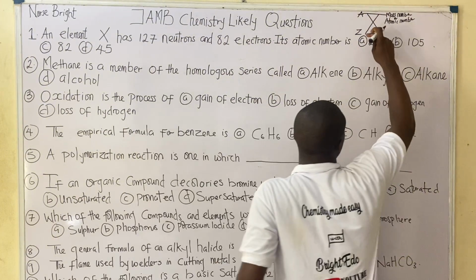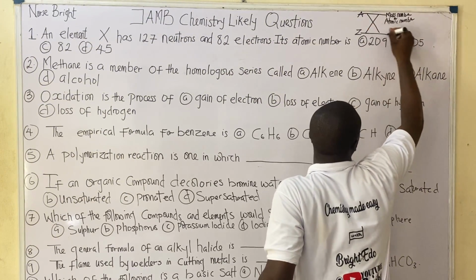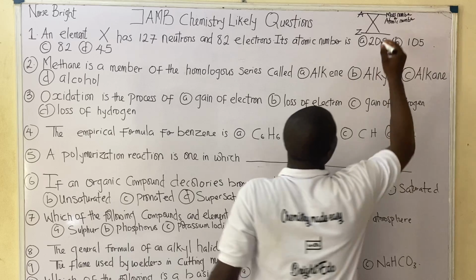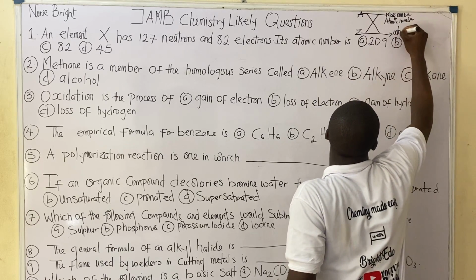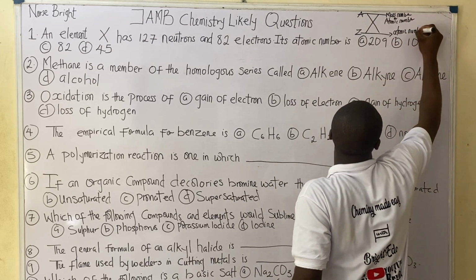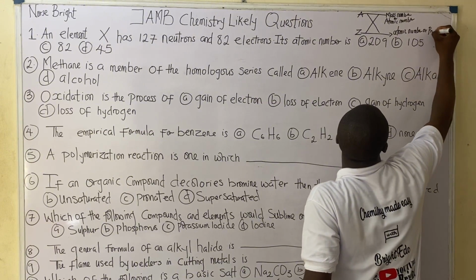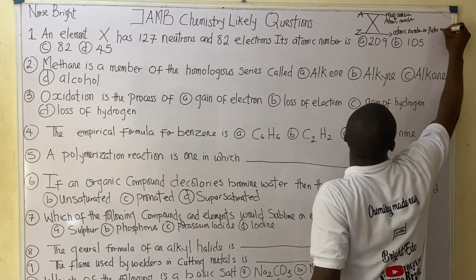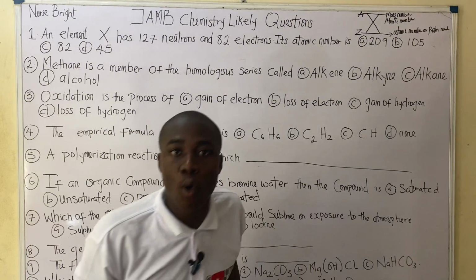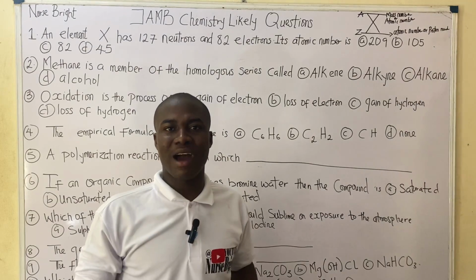But let's progress. What do you think I should call Z? Z has its own name, and Z is called atomic number. Please take note. Z is called atomic number. And if I don't call Z atomic number, I will simply call Z proton number. I believe you are following.